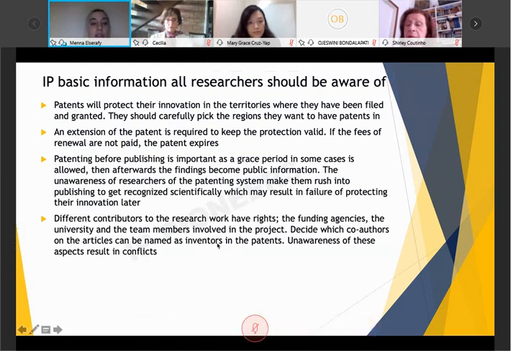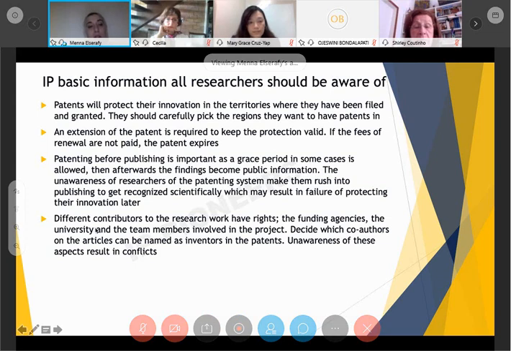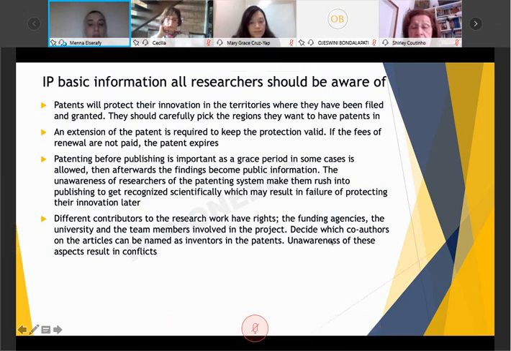And actually, one thing that any researcher should realize is that different contributors to the research work have rights. The funding agency that gave you the money for the research that you're doing, the university that supported you and provided facilities and a workplace, and the team members that got involved in the project.